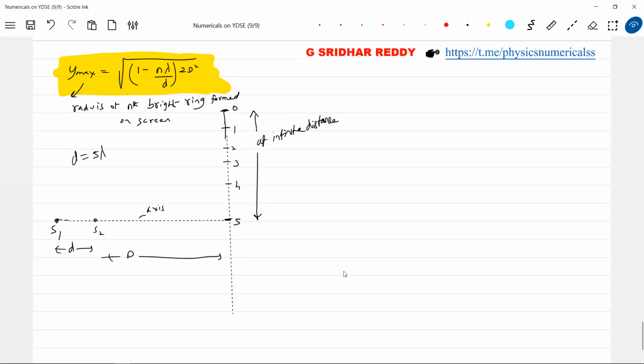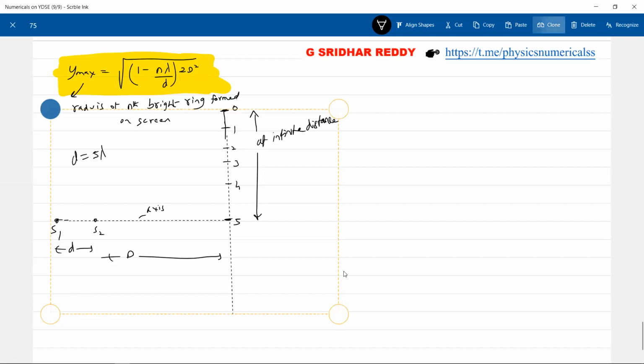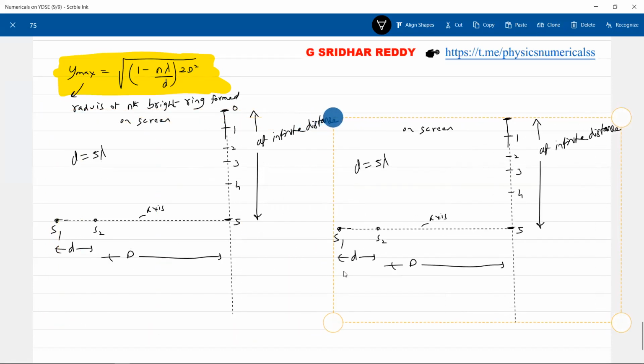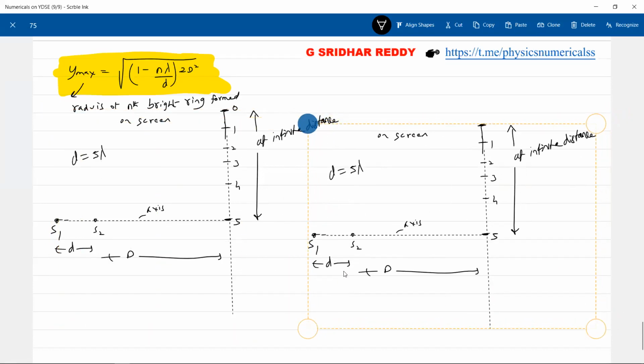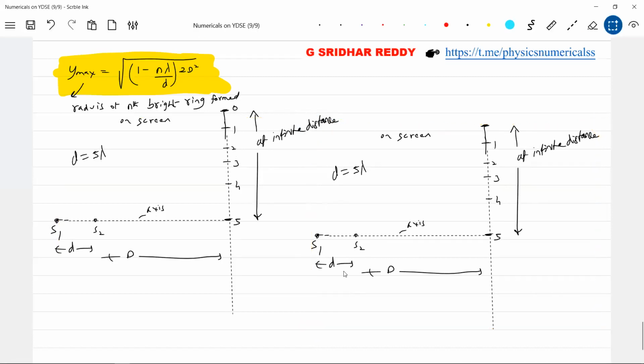So 11. Sir, why are you making it 5 lambda? Can you make it 3.5 lambda? It can happen, no? We can. These are the things which are there in numericals. So you have to be very, very careful. The application part.